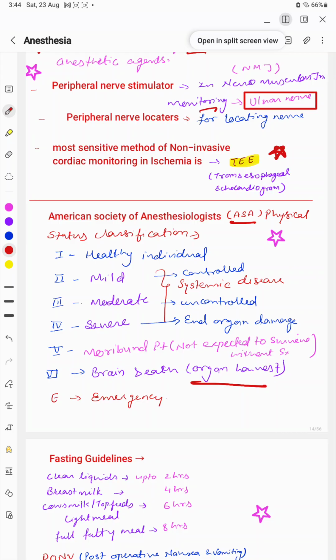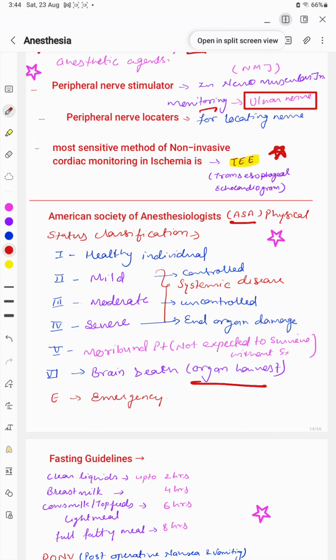Now 2nd, 3rd, 4th: first is I am healthy, 2nd I have some little disease, mild, 3rd moderate, a little more, and severe, where some organ is damaged, like kidney, eyes, or the patient has had strokes. Then the moribund patient, not expected to survive without surgery. If we do not do surgery, they will die. This comes under type 5. So type 1 is the healthy individual, type 2 is mild, type 3 is moderate, type 4 is severe, type 5 is moribund, type 6 is brain death.